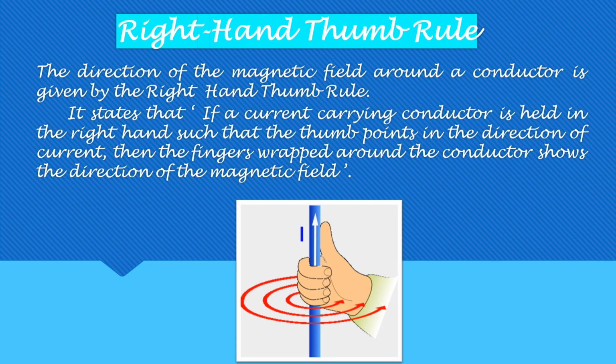The right hand thumb rule: using this rule, we are going to see the direction of the magnetic field around a conductor. This is the conductor. We are holding it with our right hand. The thumb is pointing towards the direction of the current, and the other fingers wrapped around the conductor show the direction of the magnetic field. This is the right hand thumb rule.